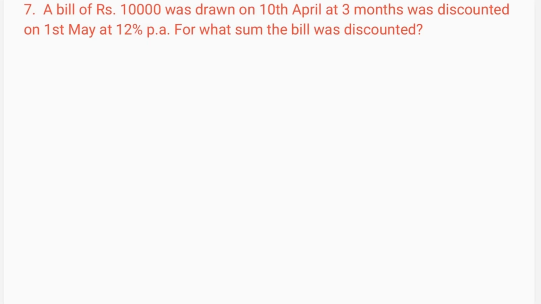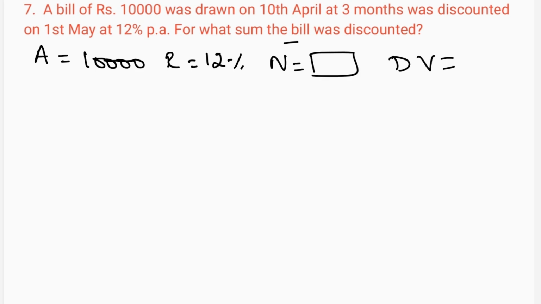Next problem: a bill of rupees 10,000 was drawn on 10th April at 3 months, and was discounted on 1st May at 12% per annum. For what sum was the bill discounted? So that means you have to find the present value for that problem. The given values: amount is 10,000, rate of interest is 12%, and n we will find using the time. We have to find the discounted value, so we will use the discounted formula: amount minus BD. If you do this, you will get the discounted value.